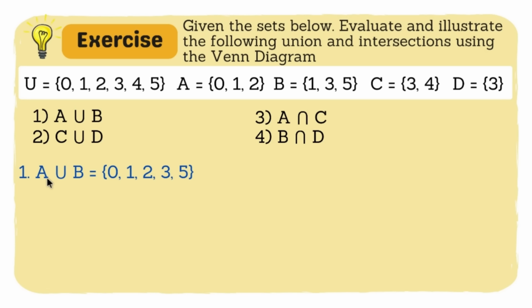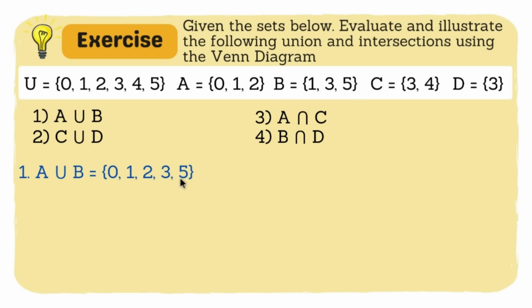Okay, take note, pag sinabi nating union, it's the combination of two sets. So we have here set A tsaka set B. Okay, basing from our given, ang set A is 0, 1, 2. At ang ating set B ay 1, 3, 5. Pagsasamahin lang po natin ito. Therefore, our answer is 0, 1, 2, 3, 5.